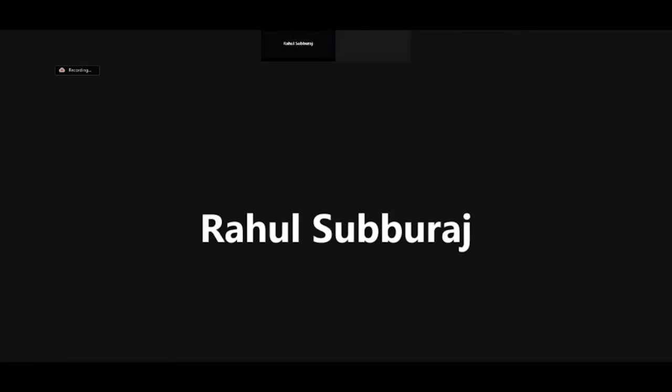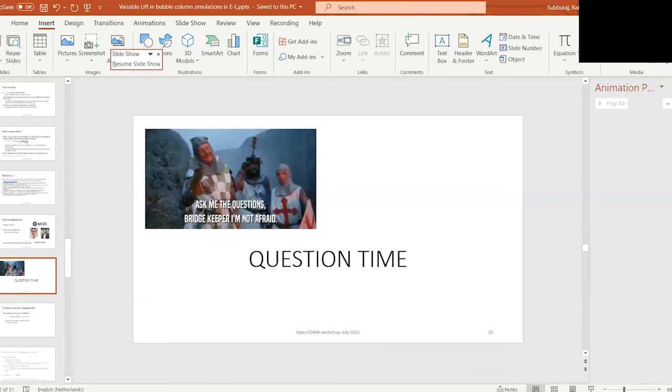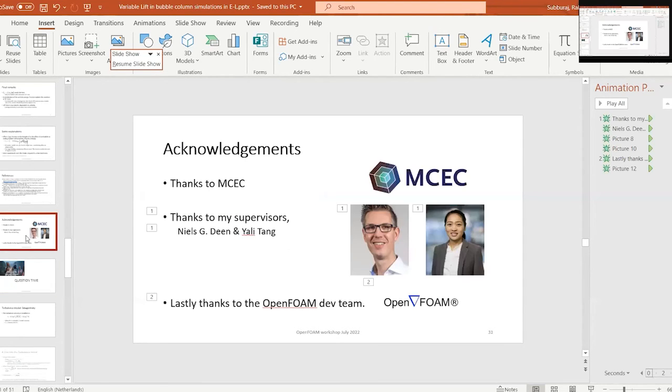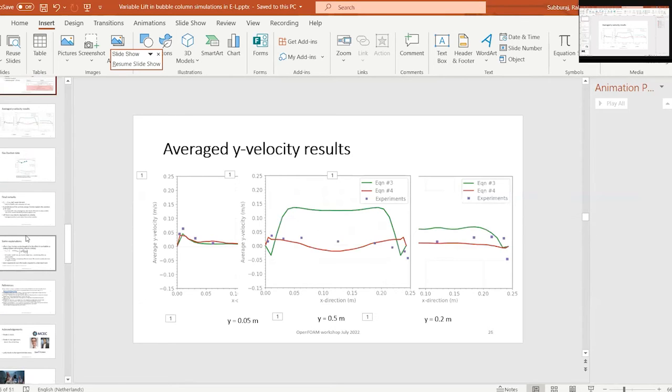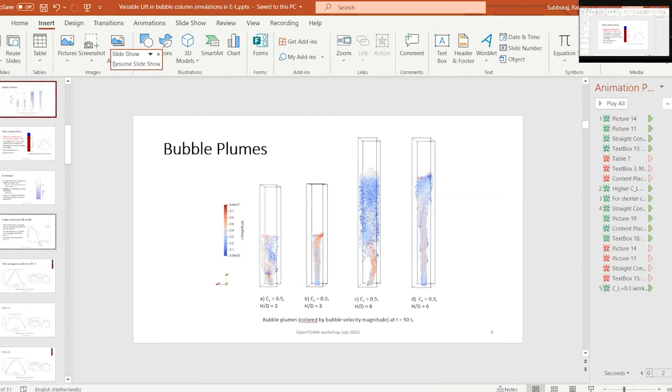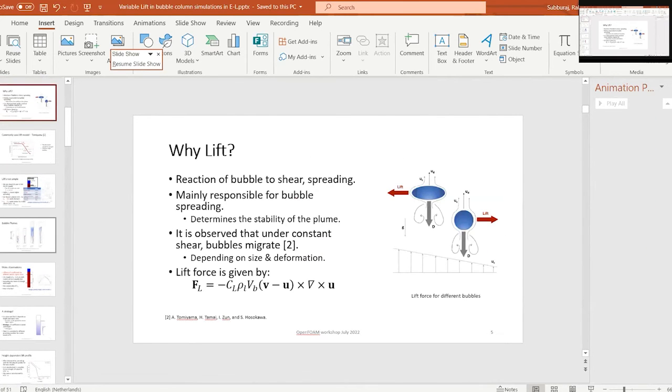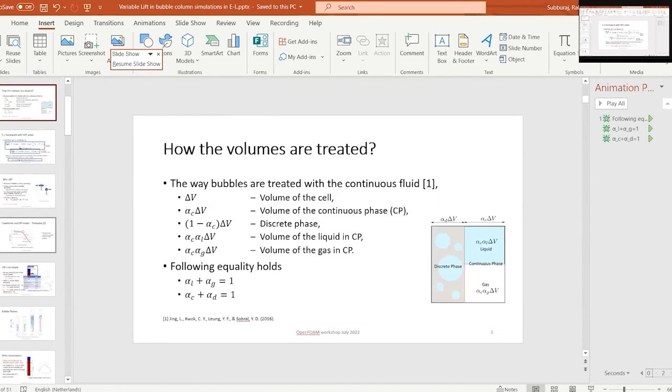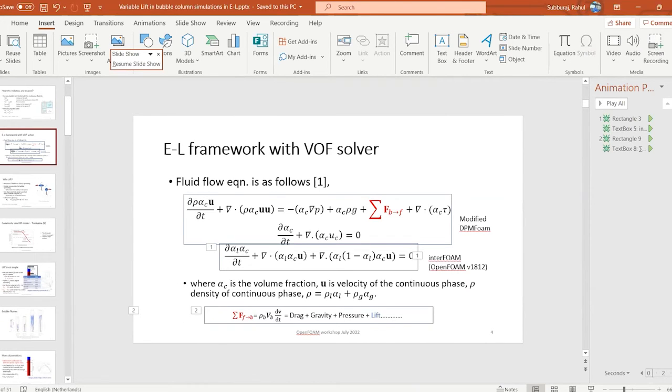Rahul, can you go back to the slides showing the model, and can you maybe clarify the reasons why you have to solve one, let's say, multiphase equation like interFOAM, and then also use the Lagrangian particles? Oh, yeah, this one, right? Yes, yes, exactly.